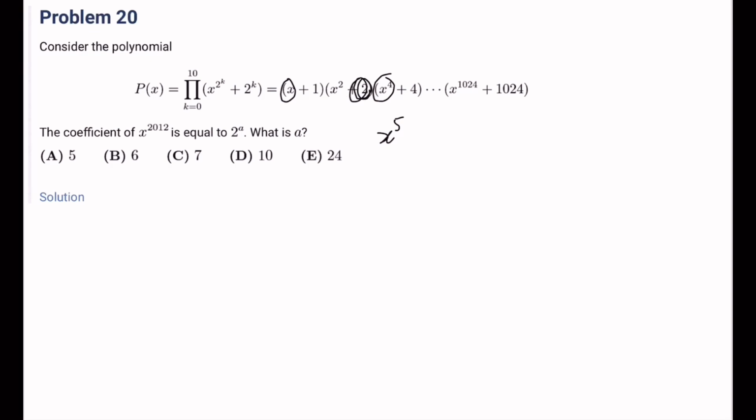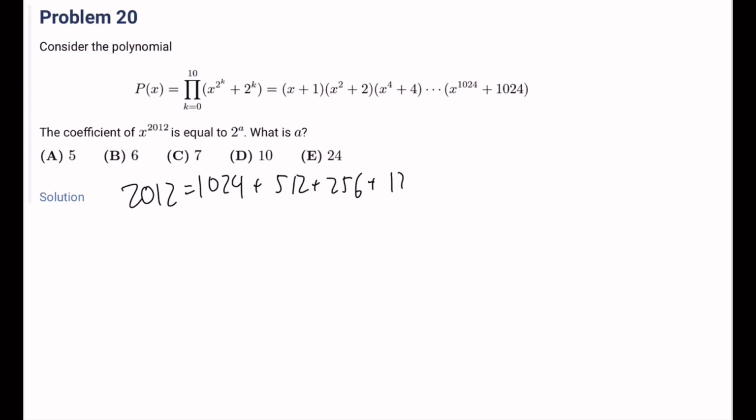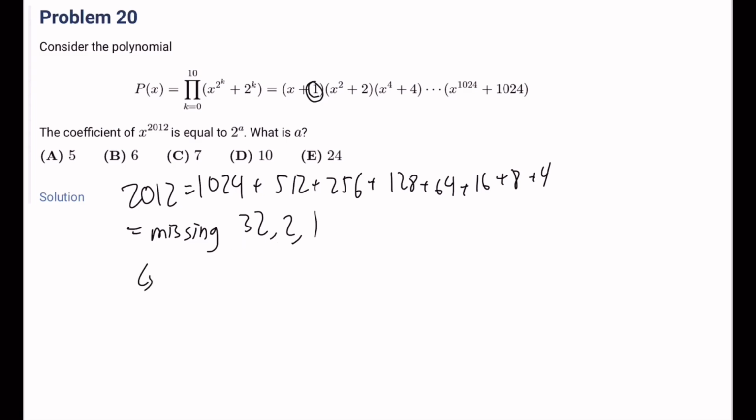So for x to the 5th, the others, all the way up to x to the 8th power, would give their constants, all the way to 1024, and that's going to be the coefficient of x to the 5th power. And so now what we have to do is figure out what 2012 is made of in terms of powers of 2. So if we do that, we see that 2012 is equal to 1024 plus 512 plus 256 plus 128 plus 64 plus 16 plus 8 plus 4. That means we are missing 32, 2, and 1. So that means that these numbers contributed their constants like that. So that means those will be our coefficient.